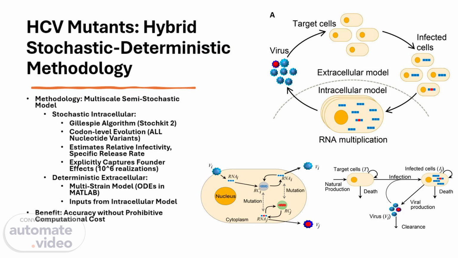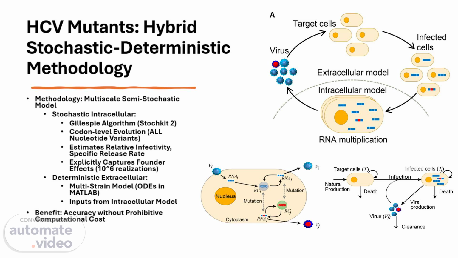The stochastic intracellular component utilized the Gillespie algorithm to model codon-level evolution, all nucleotide variants, estimating relative infectivity and specific release rates. This allows us to track rare events. The deterministic extracellular component employed a multi-strain ODE model in MATLAB, taking inputs from the intracellular model to track viral population dynamics. The key benefit of this hybrid approach is achieving high accuracy without prohibitive computational cost, making it practical for exploring a vast number of mutational possibilities.